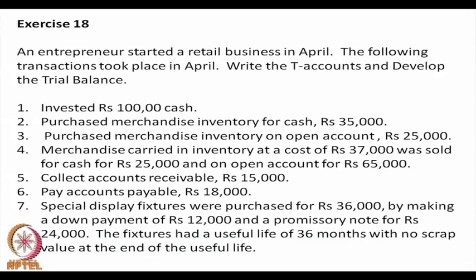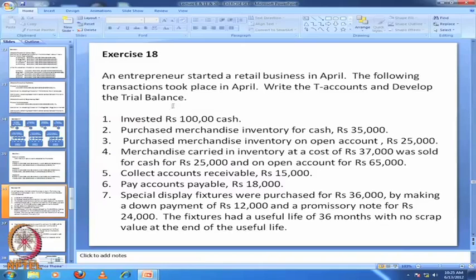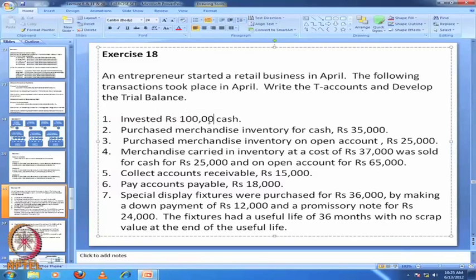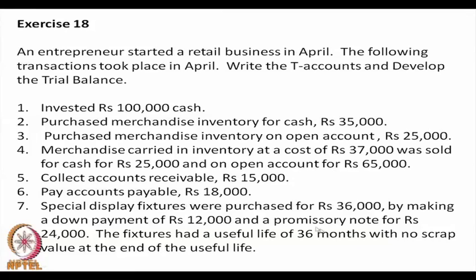Now, you will see that these are the different transactions. First is invested rupees 100,000 cash. Then from that amount he purchased merchandise inventory for cash 35,000 rupees, again purchased some more merchandise inventory, this time on credit, which is also called open account, on credit for rupees 25,000.